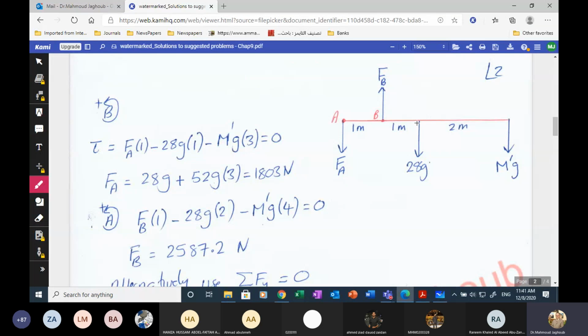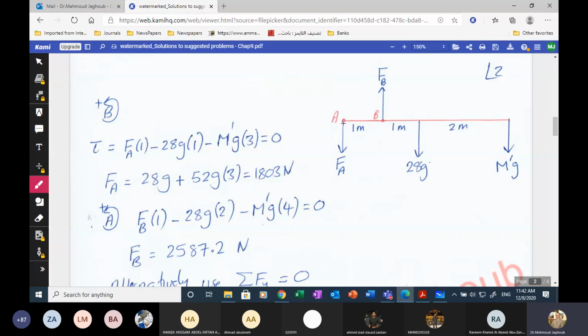So it has to be in the middle. So it's 2 meters to the left and 2 meters to the right. And so I will have, from A to B, it was already 1 meter. So from B to this weight is another 1 meter. And you are left with the 2 meters on the right. And we do the same as before.